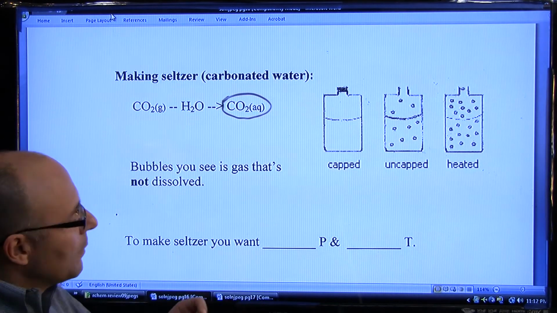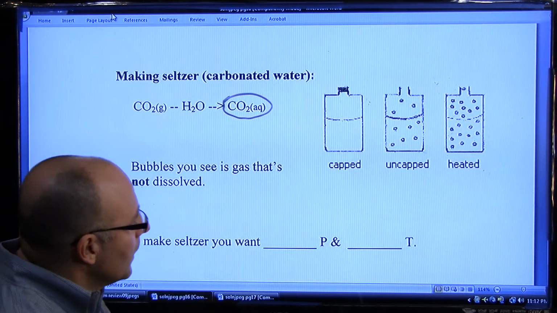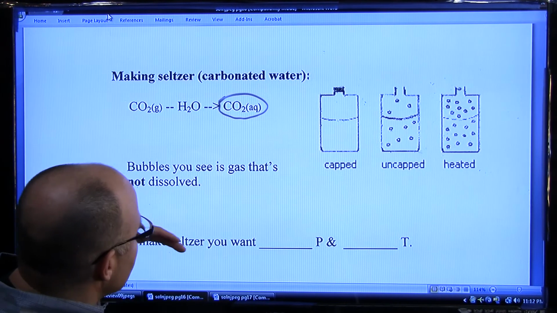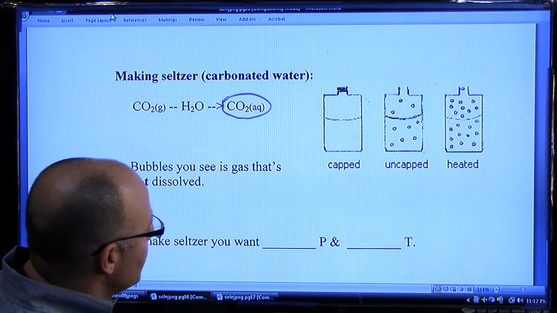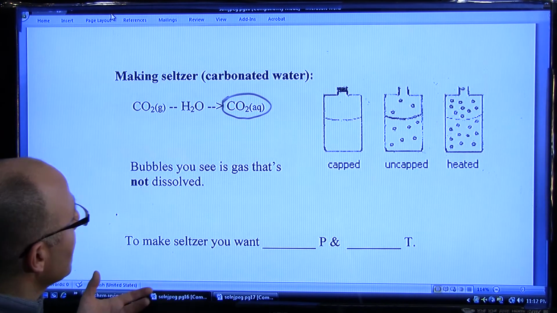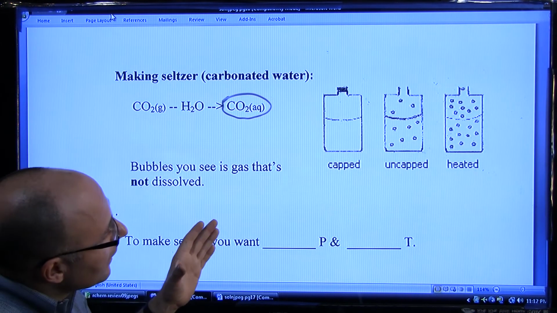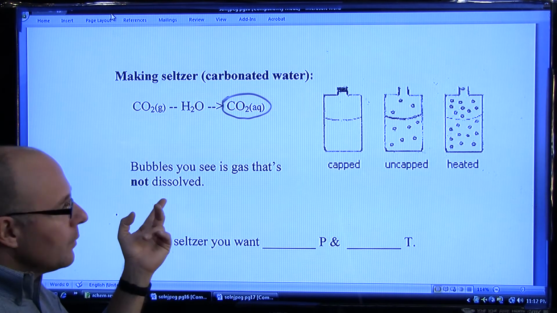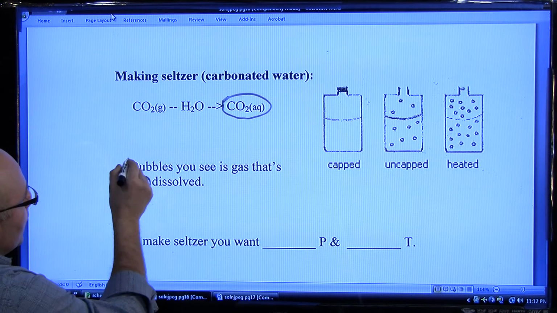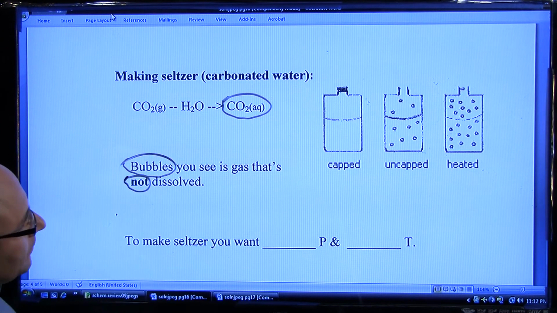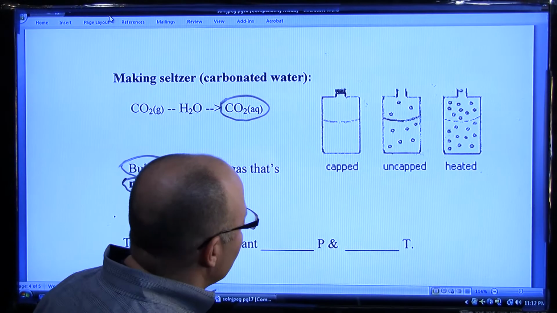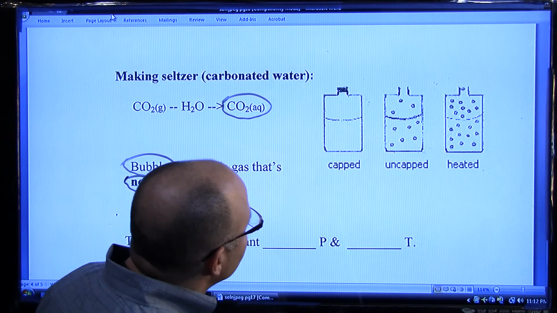And when you start out with a bottle of seltzer, which is capped, you should see no bubbles. The reason for that is because the CO2 is being kept under higher pressure in solution. Now, if you see bubbles, remember, bubbles you see is gas, in this case CO2 gas, that's not dissolved. So bubbles are gas that is not dissolved. So the first thing we do is we uncap the bottle of seltzer and we notice bubbles.